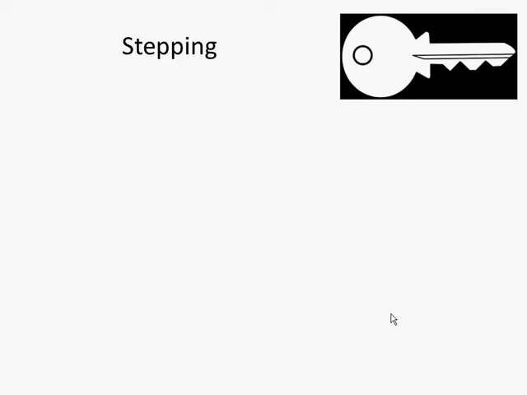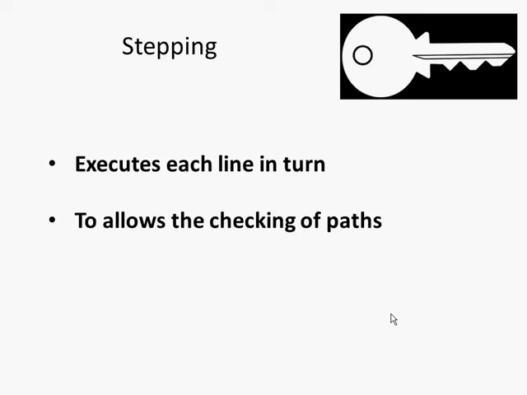So I mentioned stepping, and I used F8 there to step through lines of code in VB.NET. A definition of stepping is where we execute each line in turn. This allows us to check paths. Of course, if we've got things like if statements and loops and subroutines, then our code will follow different paths. It won't always follow the same sequence. So it allows us to check paths, as well as, of course, the values of variables, constants, parameters, etc.